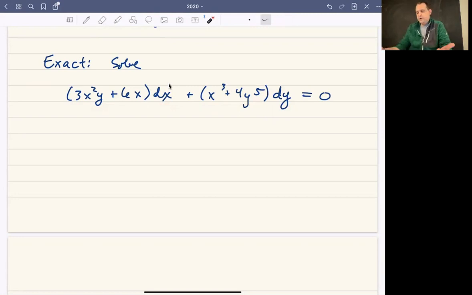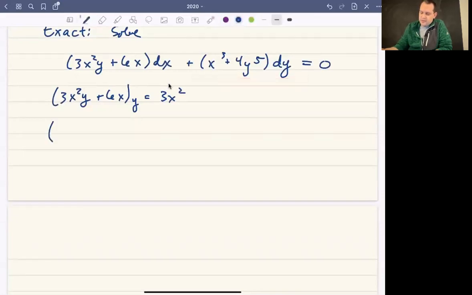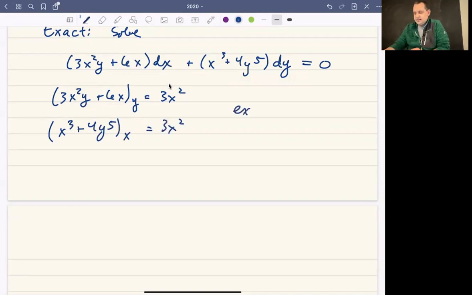The second thing is a reminder of how to figure out whether or not this is exact. We're going to take the part that's in front of dx and differentiate with respect to y. So 3x squared y plus 6x, if we differentiate with respect to y, we get 3x squared. And we take the part in front of dy and differentiate with respect to x. So x cubed plus 4y to the fifth, differentiated with respect to x, gives 3x squared. Those two are equal. That tells us that this is exact.